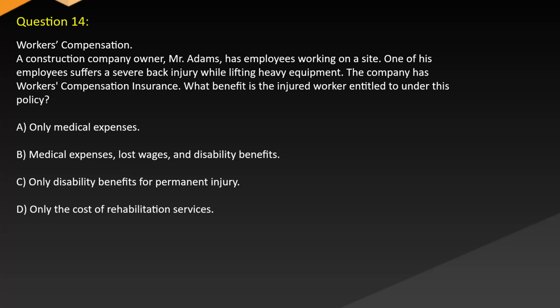A. Only medical expenses. B. Medical expenses, lost wages, and disability benefits. C. Only disability benefits for permanent injury. D. Only the cost of rehabilitation services.